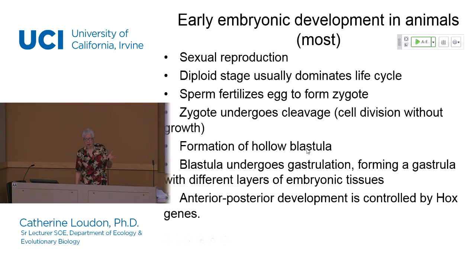Then there's formation of a specific stage called the blastula, and this blastula undergoes a process called gastrulation, which was shown in that figure we were just looking at. At this point, the name of the embryo changes from a blastula to a gastrula, and this is a significant point in development because this is when the different embryonic tissues are laid down. Then a number of different developmental genes come into play, one set of which are the so-called Hox genes, and these control anterior-posterior development, and we'll talk about those a little bit more later.